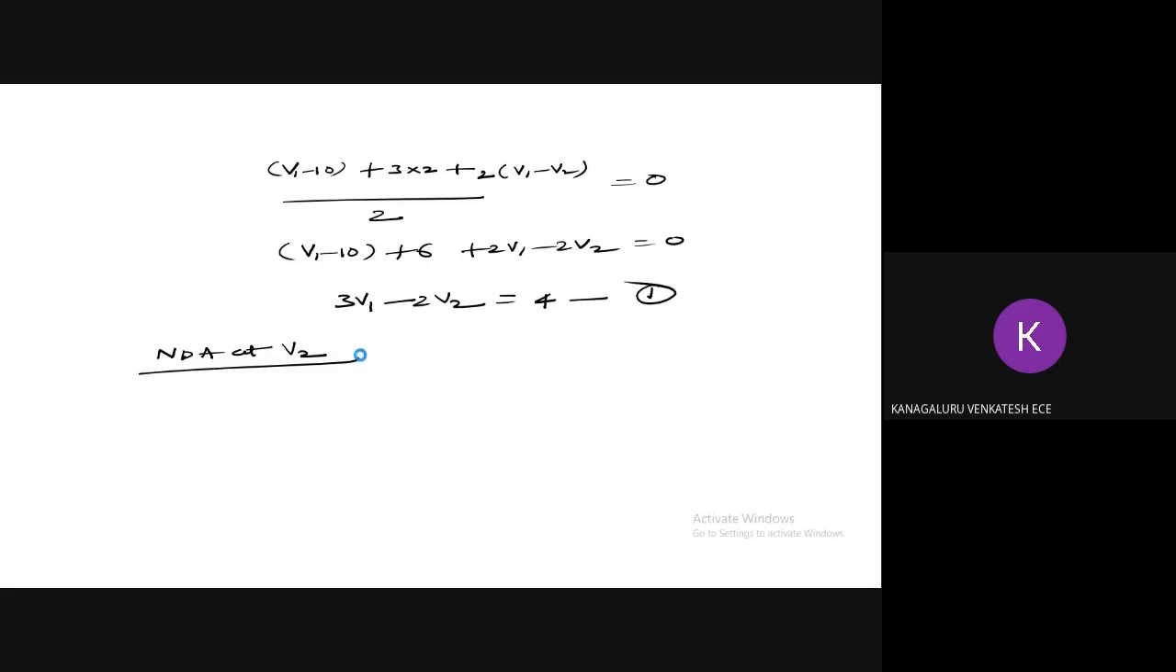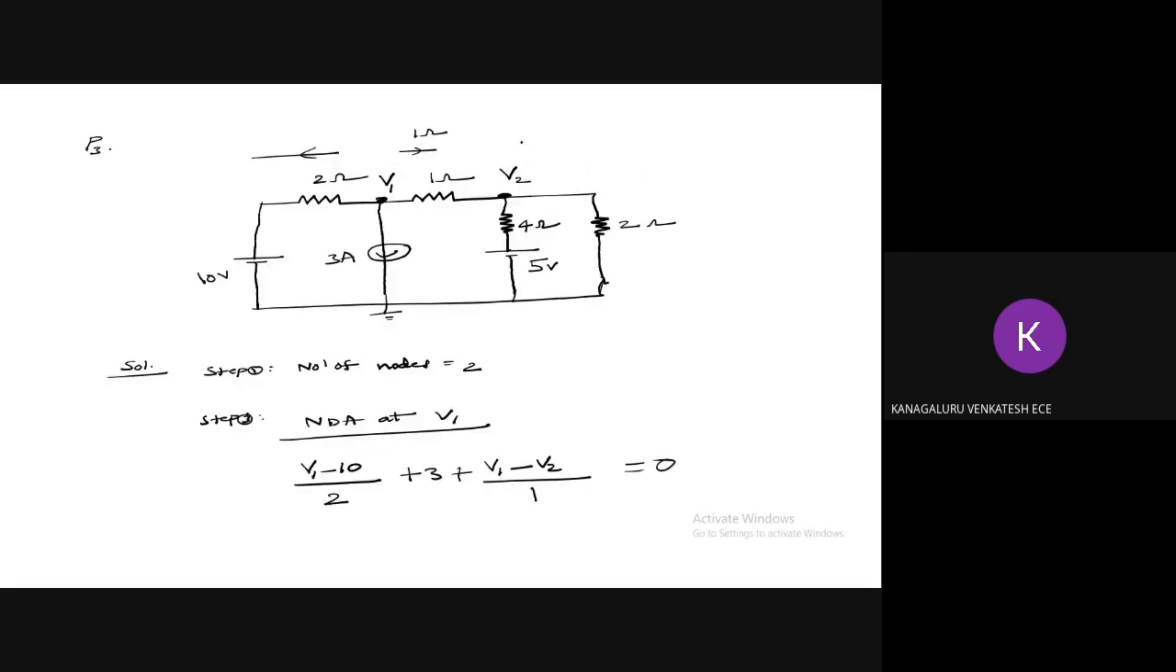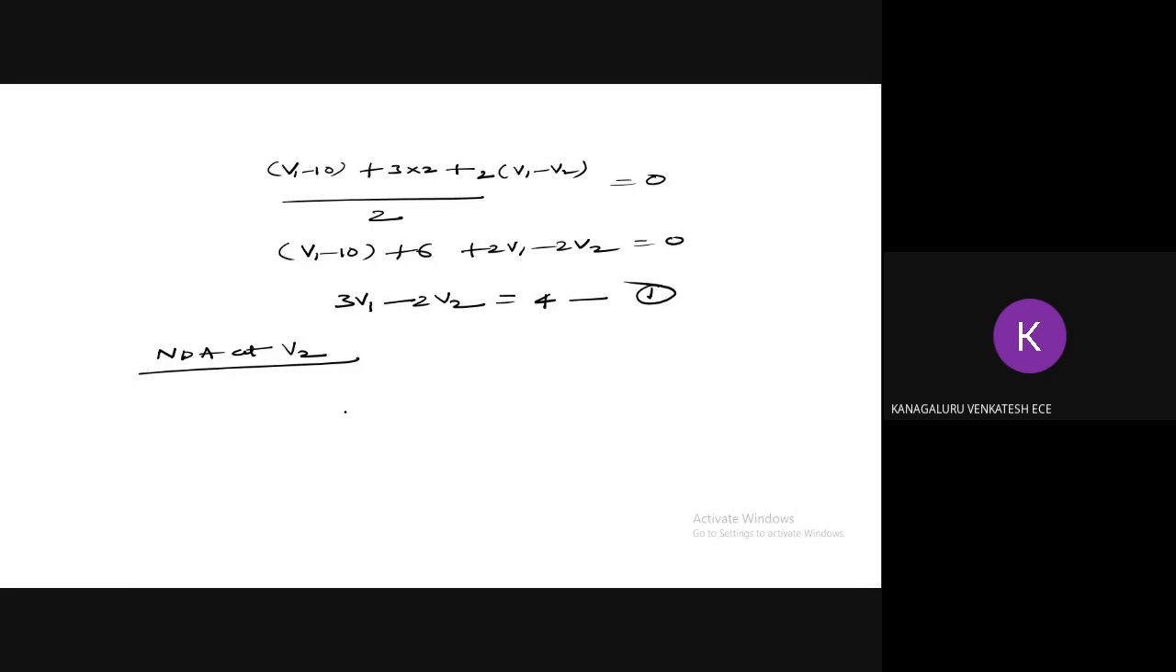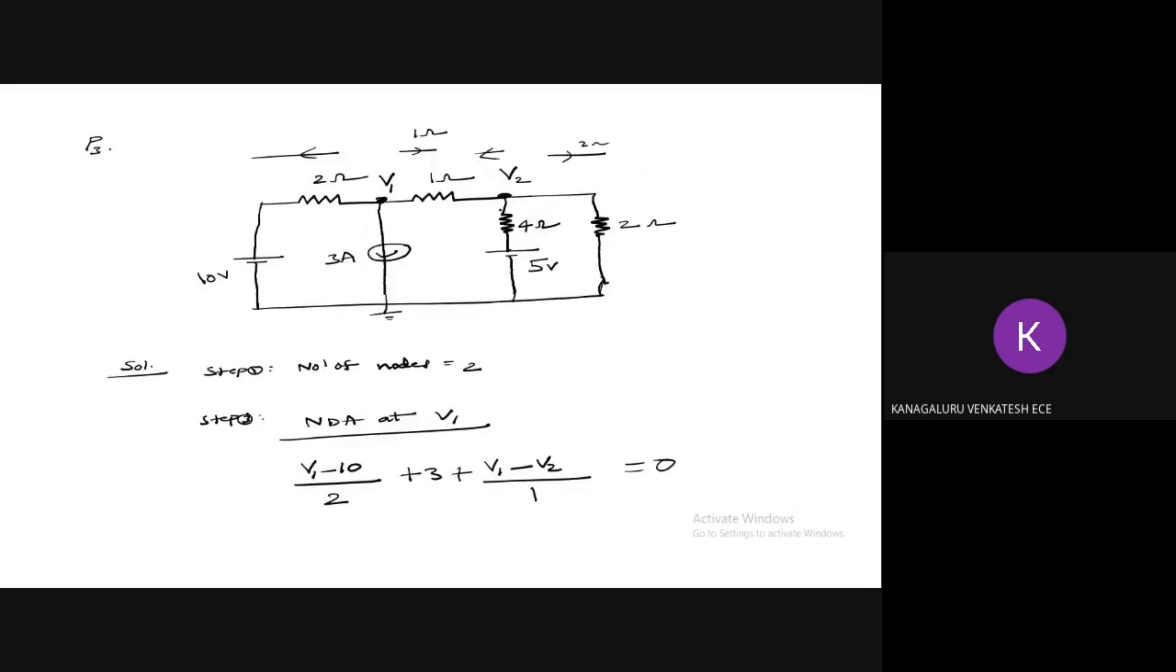Now, nodal analysis at node V2. See here, to the V2, what all are connected? Left side a 1 ohm resistor, right side a 2 ohm resistor, and in the middle a 4 ohm resistor and a 5 volts battery. So I'll start one by one. First, left side 1 ohm resistor. So I should write V2 minus V1 divided by 1. And then middle, what is connected? A 5 volts battery is there. Positive terminal of that battery is connected to V2. So V2 minus 5 divided by 4.